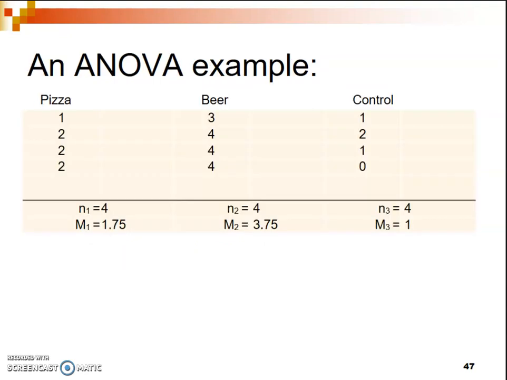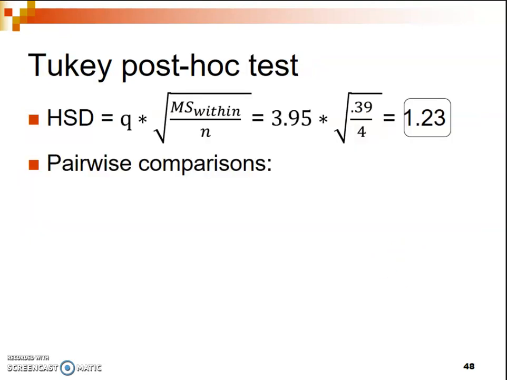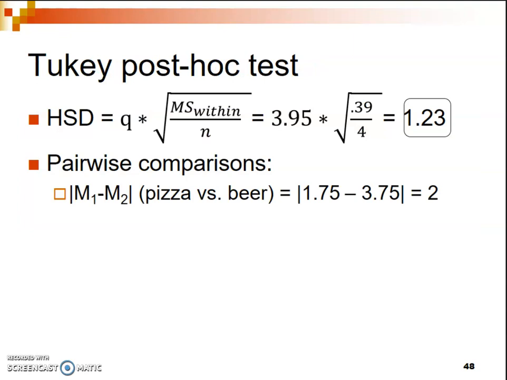So looking back to our data, we see the mean for the pizza group. If you were to calculate out the average of all those scores, don't forget what a mean is, it still means the same thing, and that is the average of this group. So the average for the pizza group, you should have 1.75. When you take the average for this beer group, all of those scores, that should give you 3.75. And then if you were to take the average of this control group, so the average of each of those 4 scores, you should get a mean of 1. So we're going to use each of those means in our pairwise comparisons.